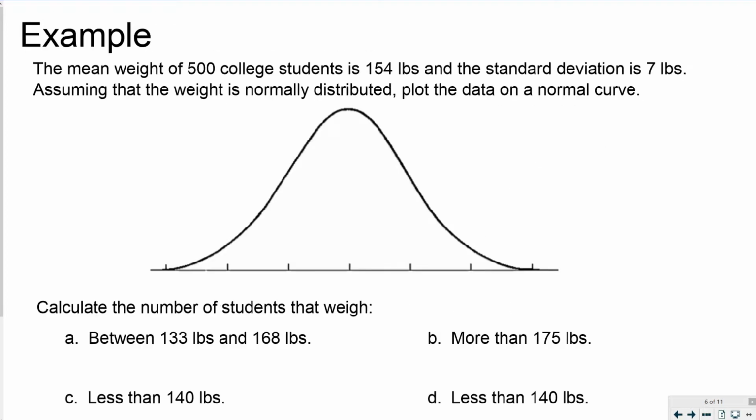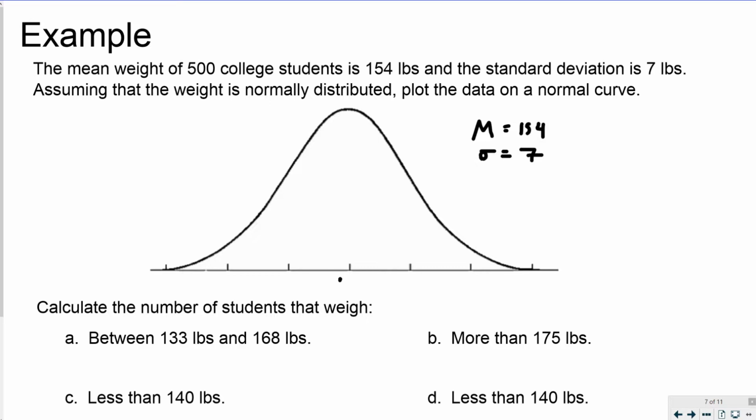All right. Let's do an example problem. The mean weight of 500 college students is 154 pounds, and the standard deviation is 7 pounds. Assuming that the weight is normally distributed, and spoiler alert, guys, weight is an attribute that is normally distributed among people. Plot the data on a normal curve. So they tell me that the mean is 154, and they tell me that each standard deviation is 7.